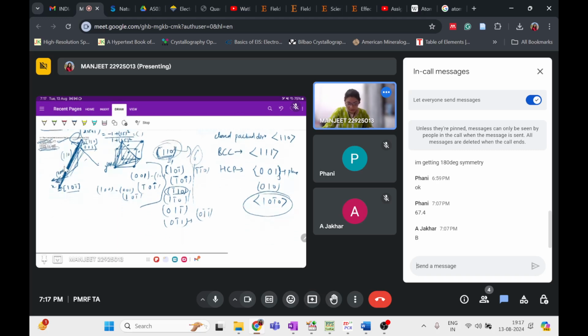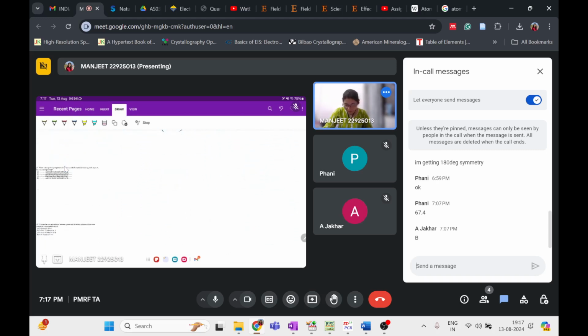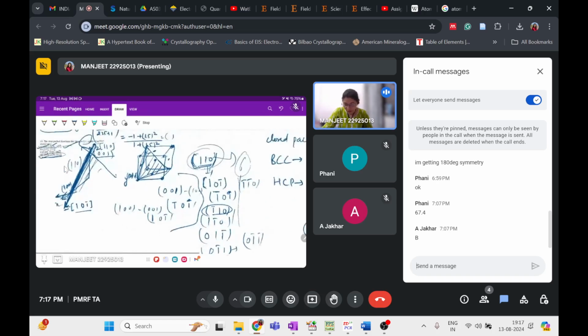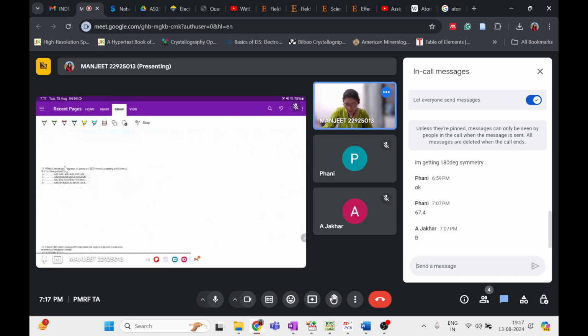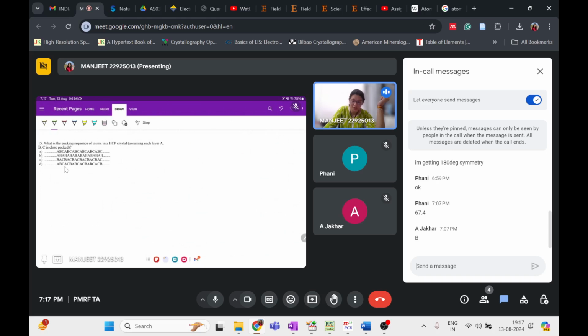Okay, so this is your question number 14. Now just move to the next question, question number 15. This is a similar type of question that we have already discussed. What is the packing sequence of the atoms in HCP? We are assuming each layer A, B, C is closely packed. So what will it be for HCP, that you have to tell me.